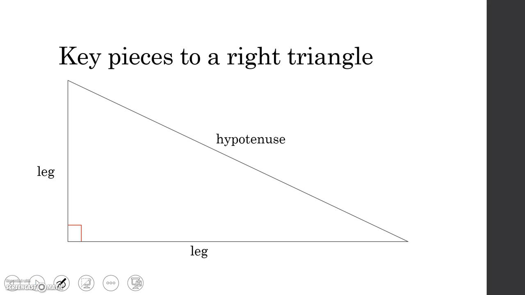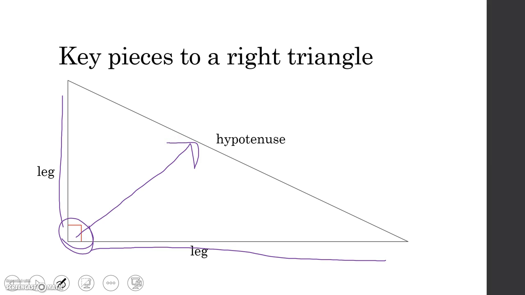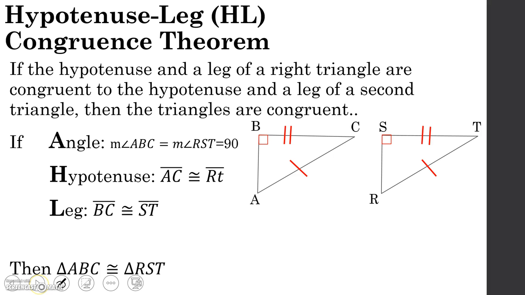Moving on to the next one, we have to understand the right triangle and the different pieces to a right triangle. There, we have ourselves the right angle. The two sides that make up that right angle, that 90 degrees, are called the legs. And then directly across from it is our hypotenuse. It's really important for you to understand which pieces are the hypotenuse and which ones are not for our next one, which is the hypotenuse leg congruence theorem.